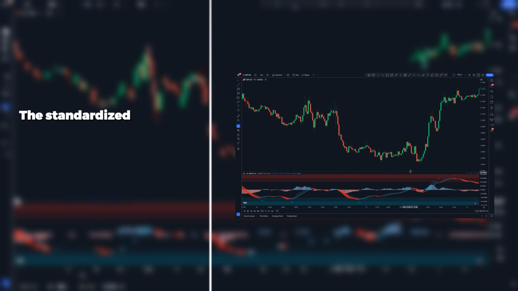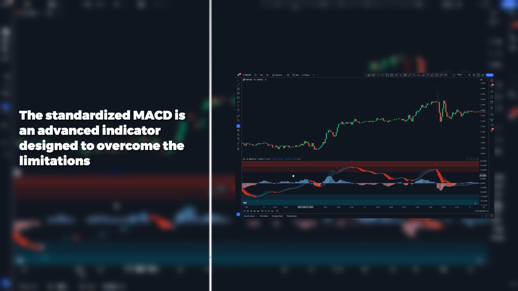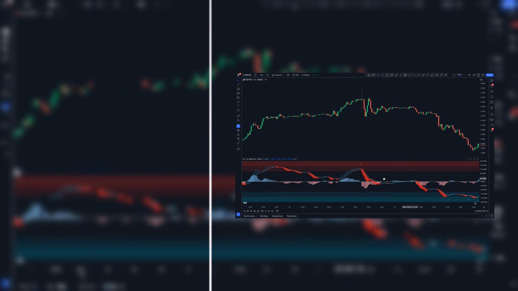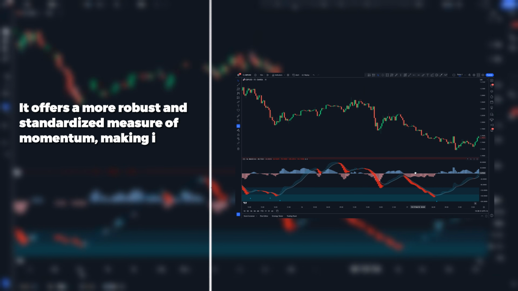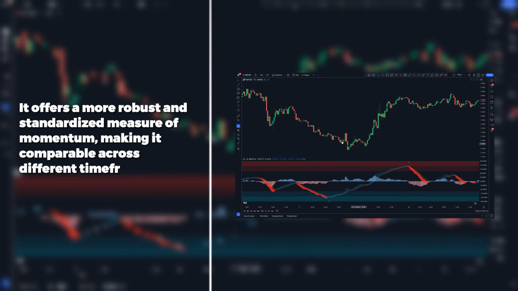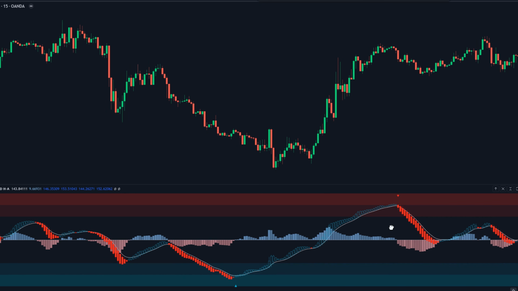The standardized MACD is an advanced indicator designed to overcome the limitations of the traditional MACD indicator. It offers a more robust and standardized measure of market momentum, making it comparable across different timeframes and trading securities. By incorporating the Heiken-Ashi candles, the standardized MACD provides a smoother visualization of trends and potential market reversals, enhancing its usability for traders. Now let's go over its key features and functionalities.